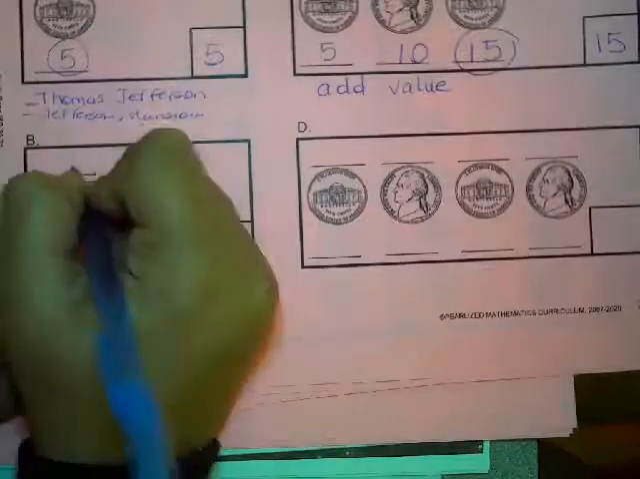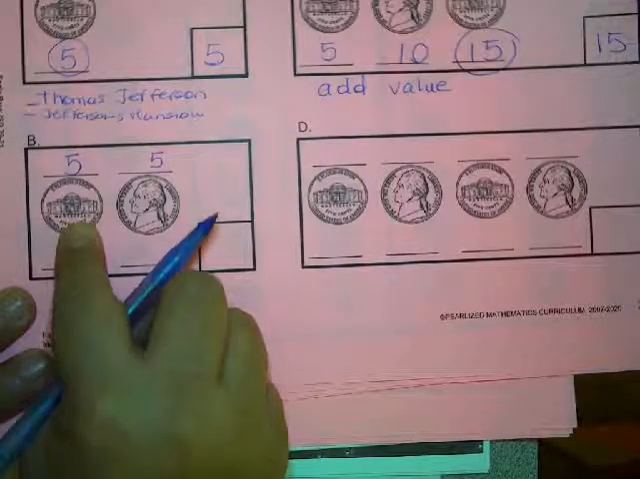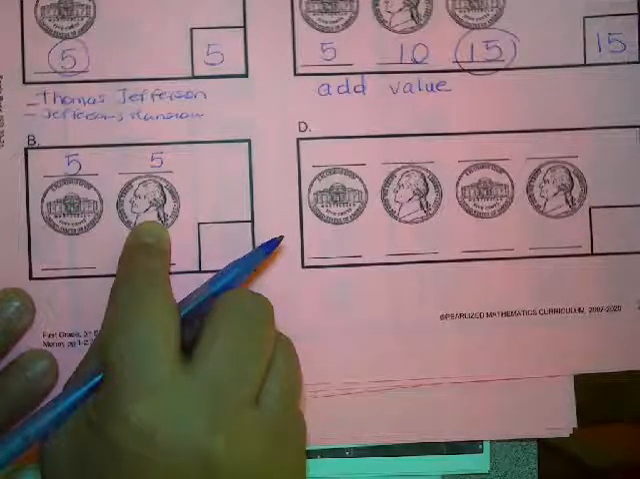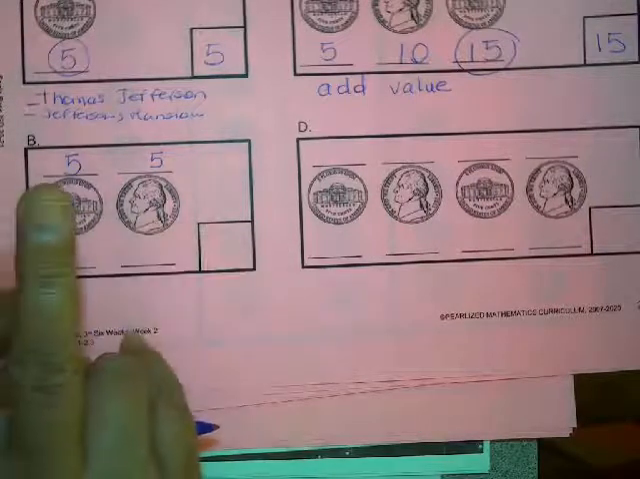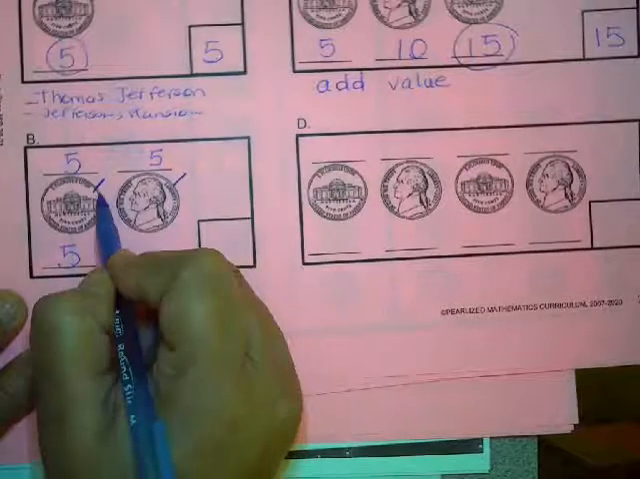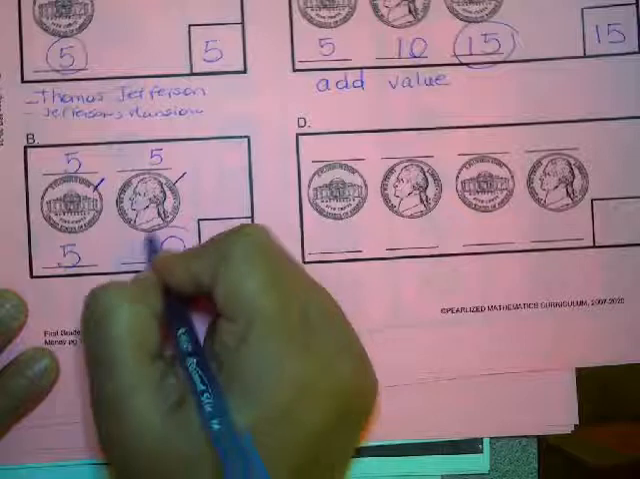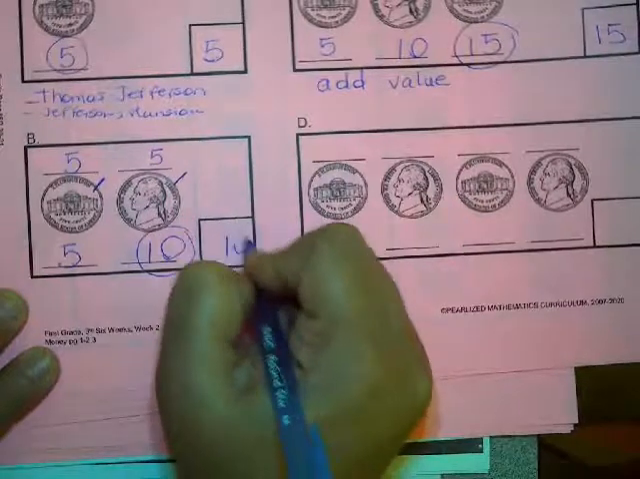You have 5 cents here and 5 cents here. This is one side of the nickel. This is another side of the nickel. We have 2 sides, front and back. So here we have one coin. It's only 5. But if we have, remember, we're counting by hairs. 5, 10. So this is 10. And this is your last coin, so that's your total. Let's do the next one.